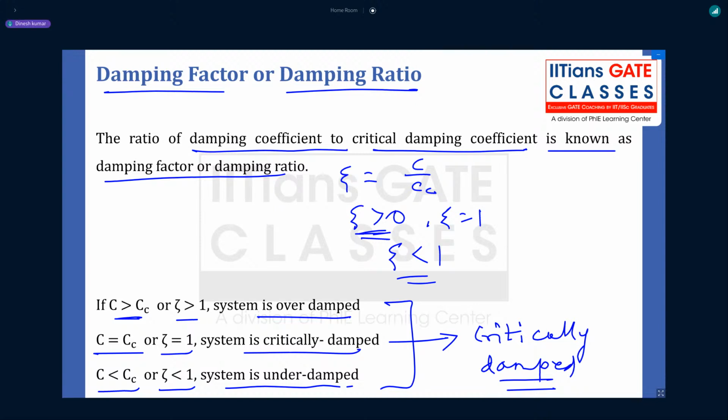Yes. See, if your system is underdamped, the motion will be oscillatory motion. So we don't prefer oscillatory response. Whenever a system is designed, the system should not have an oscillatory response. If the system is overdamped, it will take more time to come to rest. For a critically damped system, the system will come to rest in minimum time. So that's why most of the mechanical systems are designed for critical damping.